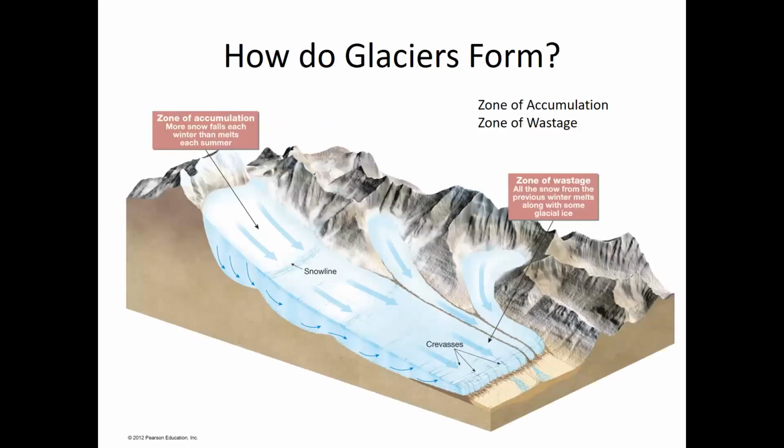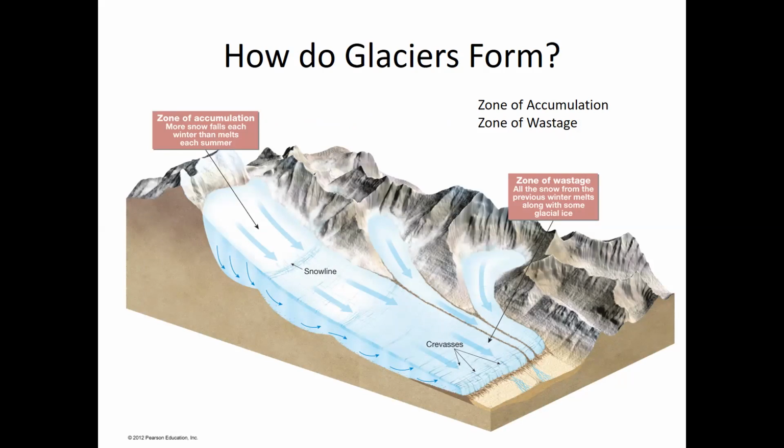So how a glacier forms is there's some location, either it's high altitude, in the case of an alpine glacier, or it's high latitude near the poles, in the case of an ice sheet, where it's cool enough that all the snow that falls in the winter doesn't melt in the following summer. And as a result, year after year, there's a net accumulation of snow. And that is known as the zone of accumulation.